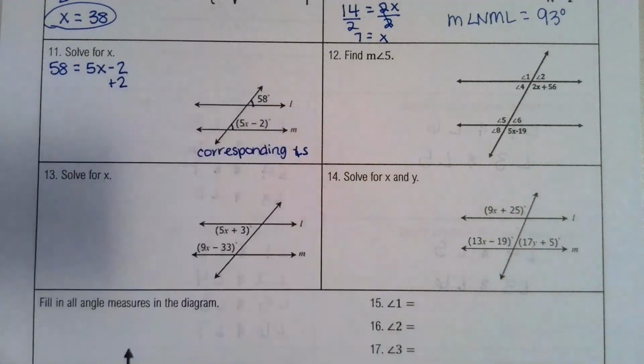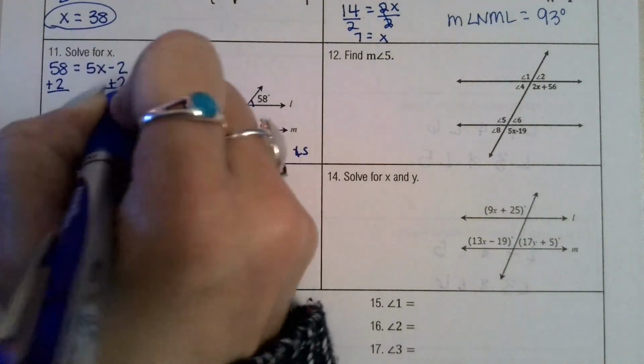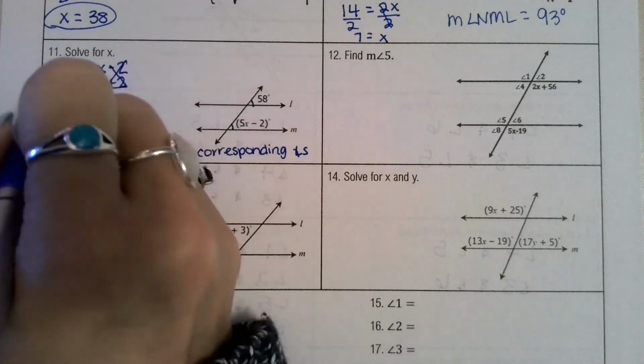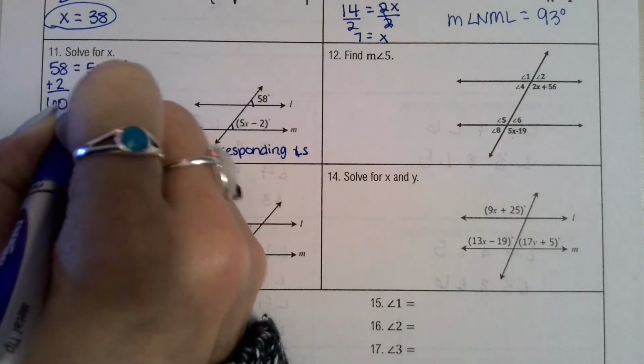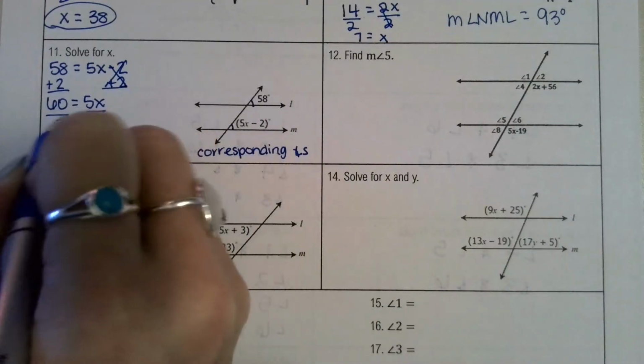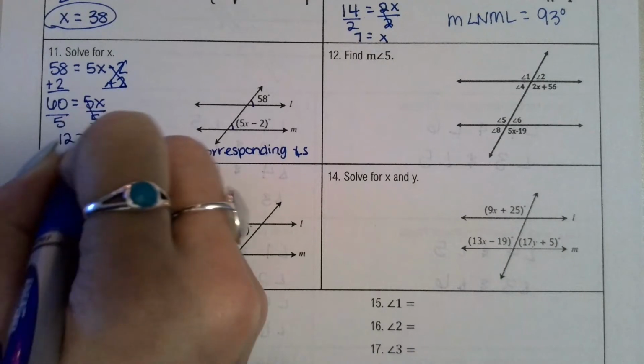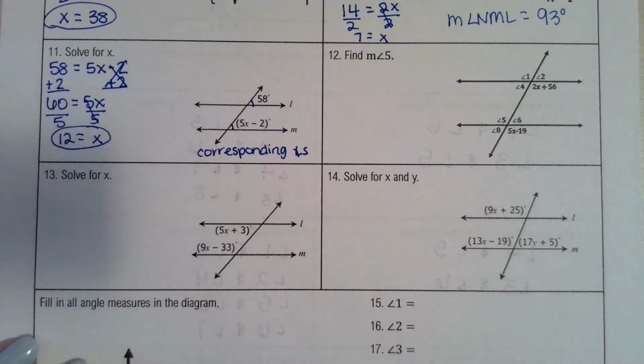I'm going to add 2 on both sides. All right, 58 plus 2 is 60, so 60 equals 5x. We divide both sides by 5, and we get x is equal to 12. And I was solving for x, so I'm done.